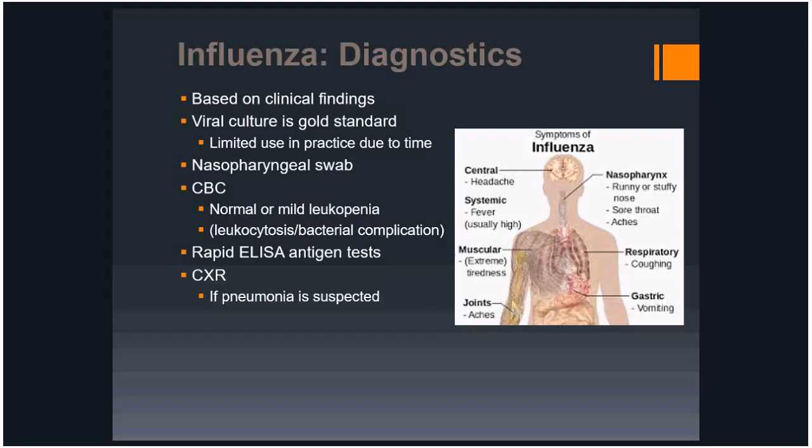You may see a CBC done, which can be normal, or you may see some decrease in white blood cells, leukopenia. When you see leukocytosis, that is an indication that there may be bacterial complications. With regards to chest x-ray, you're typically not going to do a chest x-ray unless you suspect pneumonia or some other type of complication.